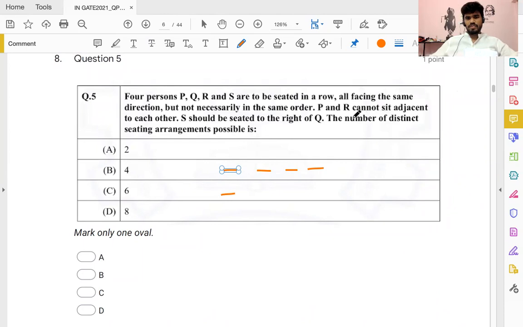We don't have a lot of time. Quickly, P and R cannot sit adjacent to each other. If Q is here, let's say this is the right side, R can only be here. And if Q is here, R can be here, or R can be here. Then we have 2 options here, 2 options here, 2 options here. Total will be 6.